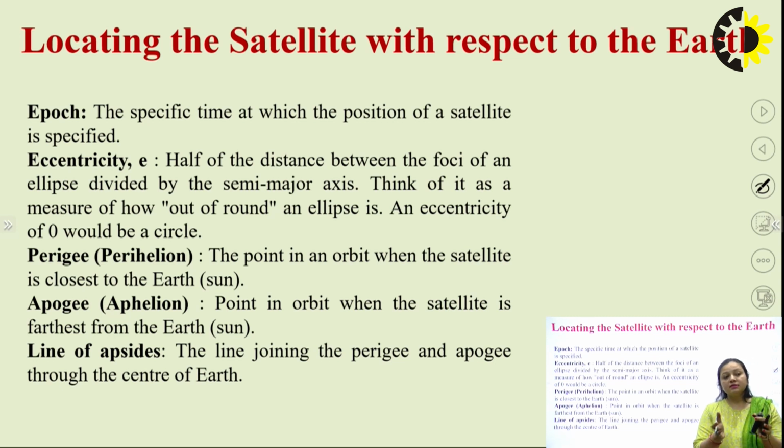If it is closest to the sun, we call it a periapsis or perihelion. In the same way, apogee is the point in the orbit when the satellite is farthest from the earth, and likewise aphelion. Next is the line of apsides. Now, what is this line of apsides?